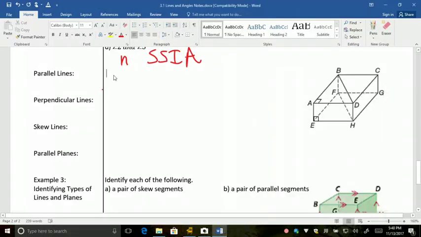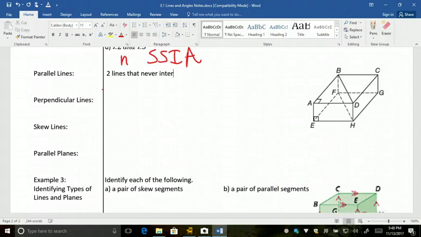From our previous lessons on lines, you know that parallel lines are two lines that never intersect and have the same slope. They never intersect, which means they will actually have a different y-intercept. If they have the same y-intercept and the same slope, then it's one line, an overlapping line.